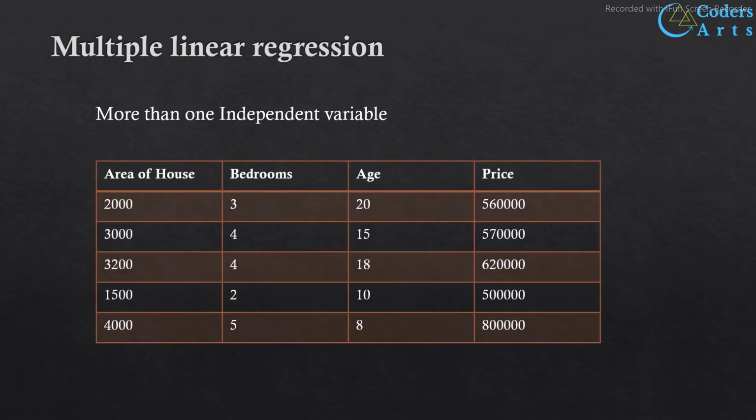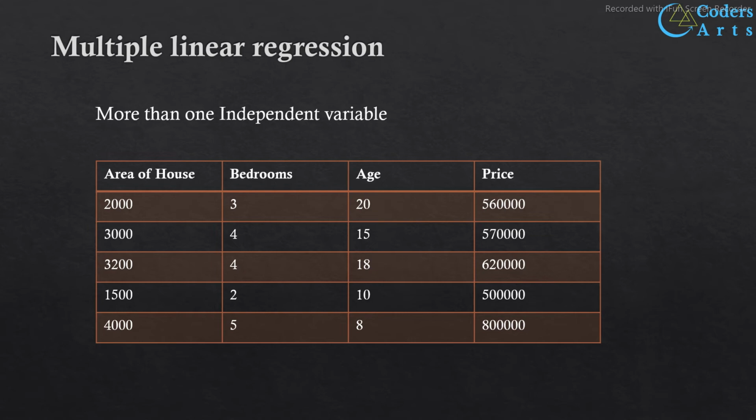Let's suppose we want to predict the house price based on different parameters such as area of the house, bedrooms, and age. These are the independent variables and price is the dependent variable. In multiple linear regression, we are using more than one independent variable to predict the outcome, that is price. This is an example of multiple linear regression.